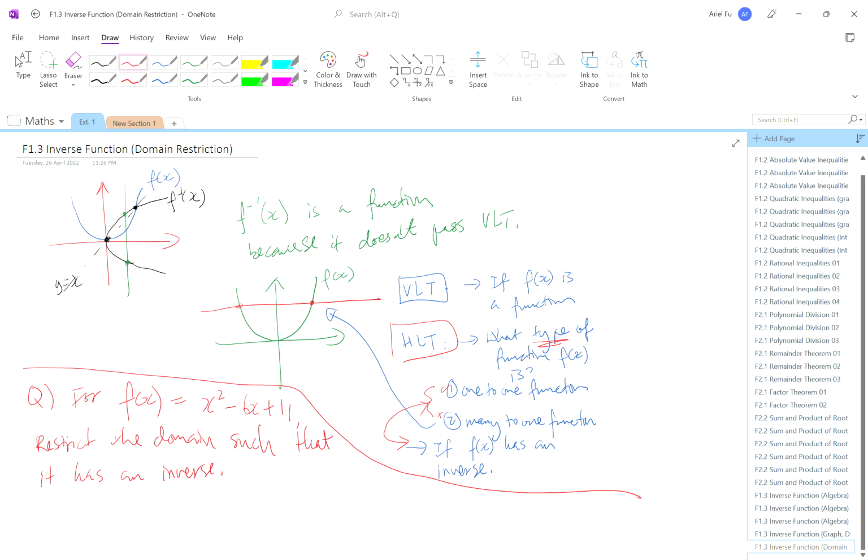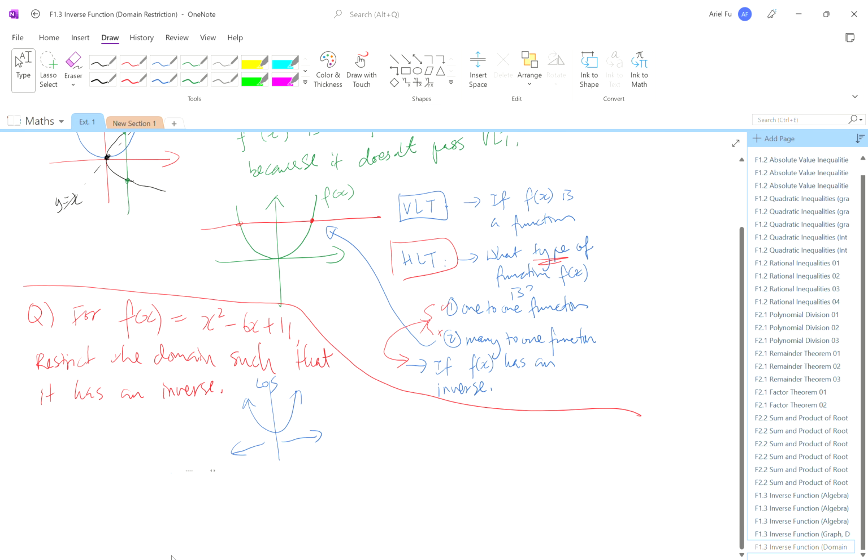Well, if you look at a parabola, what part would have an inverse? Pretty obviously, a parabola looks like this. If I look on the right-hand side of the line of symmetry, or on the left-hand side of the line of symmetry, both would tell me there is an inverse. It doesn't really matter which one you choose. You just choose the one that makes sense to you. Normally, we choose the positive side. But before that, I need to know what the line of symmetry is.